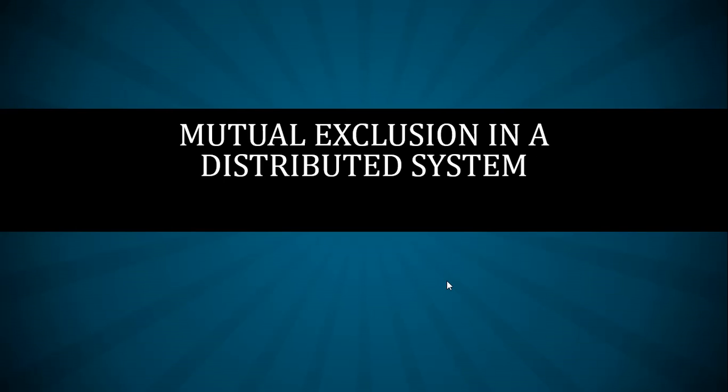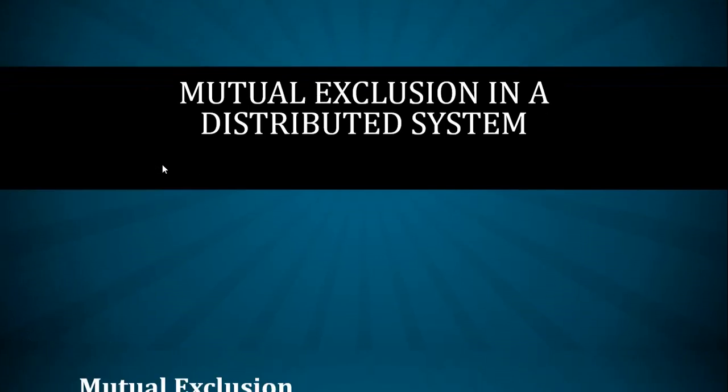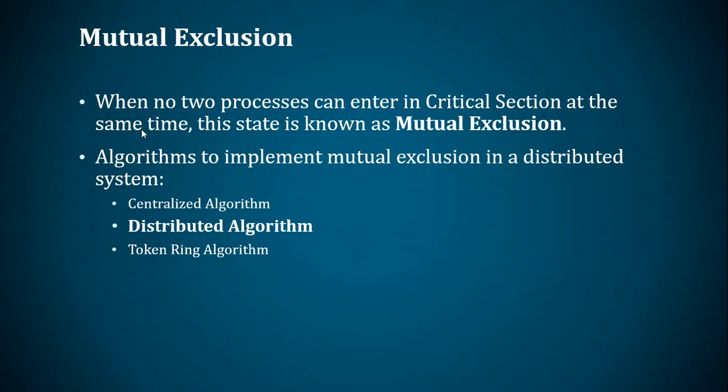Hello everyone. In this presentation, we are going to understand distributed algorithm to achieve mutual exclusion in a distributed system. So, let us first understand what is mutual exclusion. When no two processes can enter inside the critical section at the same time, this state is known as mutual exclusion. There are various algorithms to implement mutual exclusion in a distributed system. In this presentation, we are focusing on distributed algorithm.